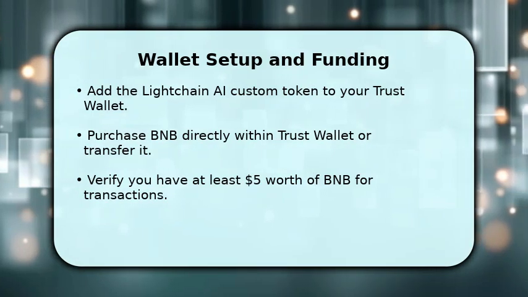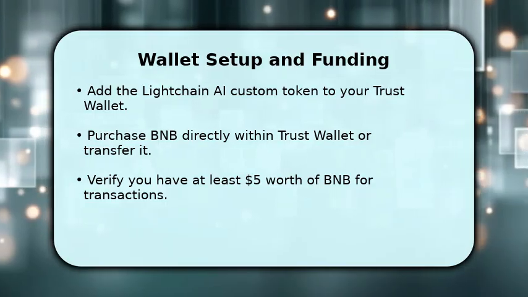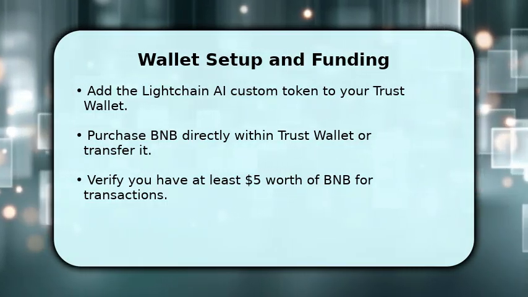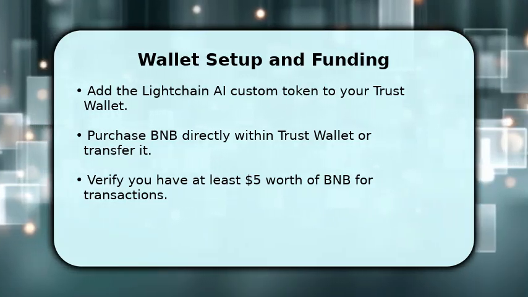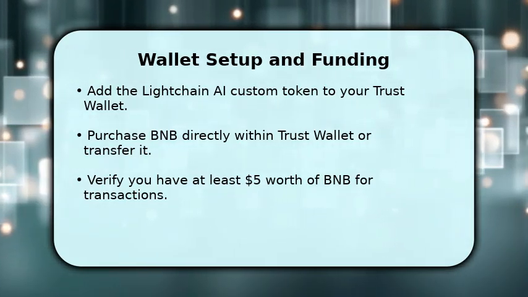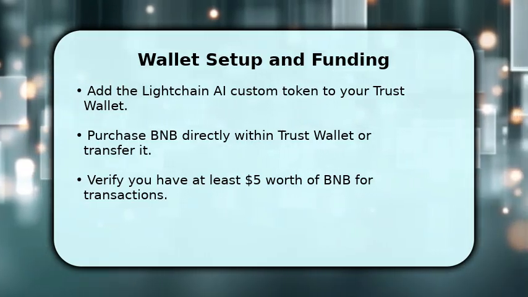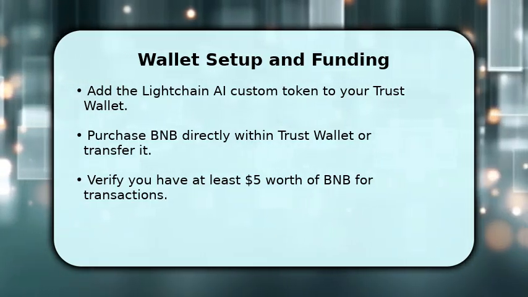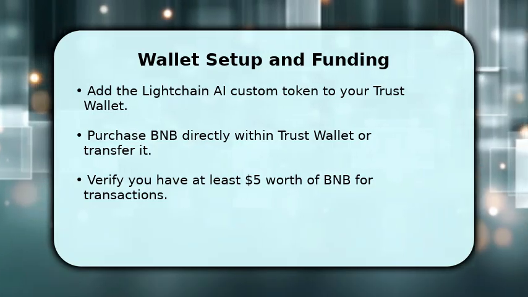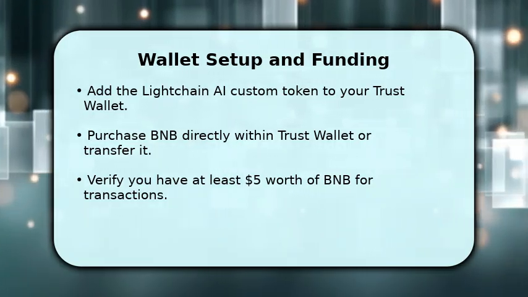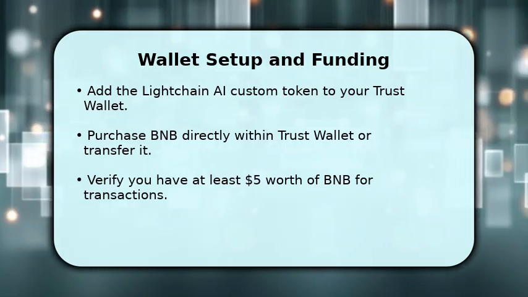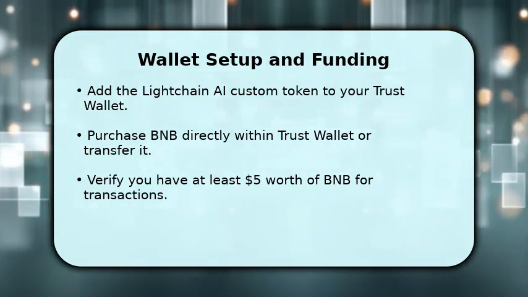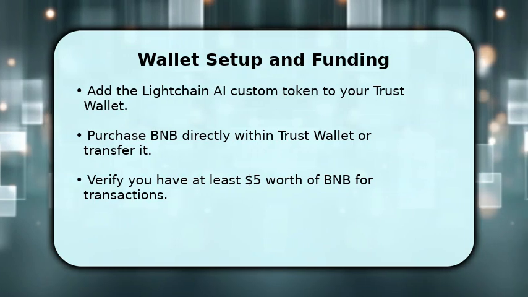Before buying, you must prepare your Trust Wallet. First, add Lightchain AI as a custom token using its contract address. This makes the token visible in your wallet. Next, ensure you have enough BNB. You can buy BNB directly through Trust Wallet or transfer it from another exchange. It's wise to have at least $5 worth of BNB to cover potential gas fees. Double-check your balance before proceeding to the next step.